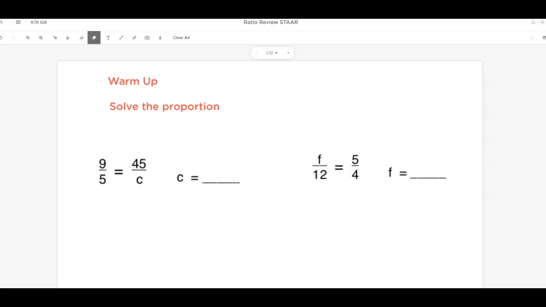We are finding the missing values. So let's see what we do. Okay, I see that we have 9 going to 45. What is my scale factor, Maddie? Times 5. Somebody tell me, what do I need to do next? Come on. Do the same to the bottom. When I do the top, I do the bottom. So my missing number is? 25. 25, thank you.